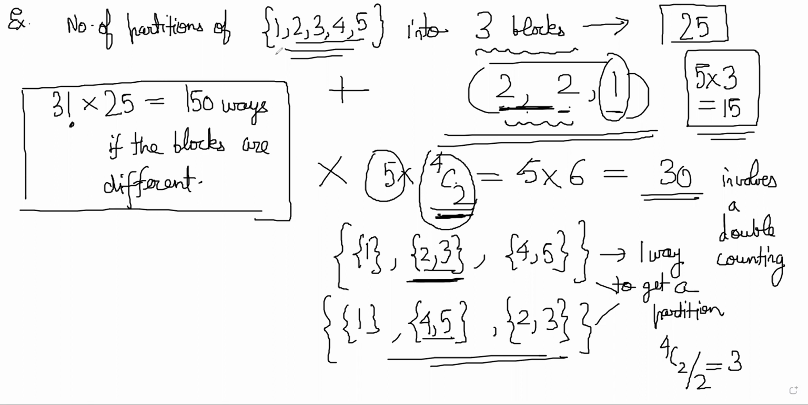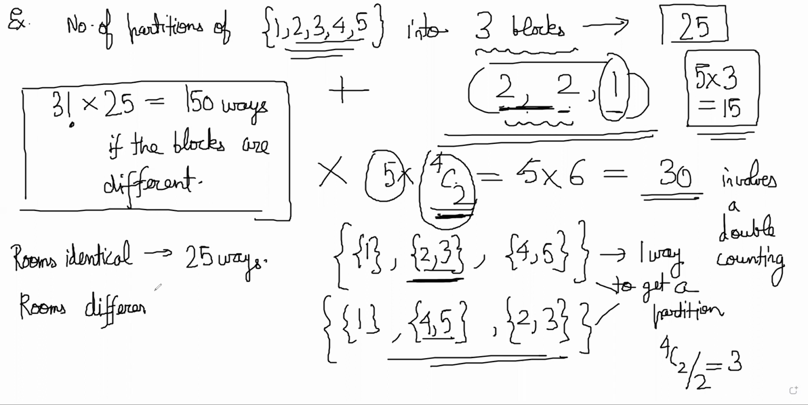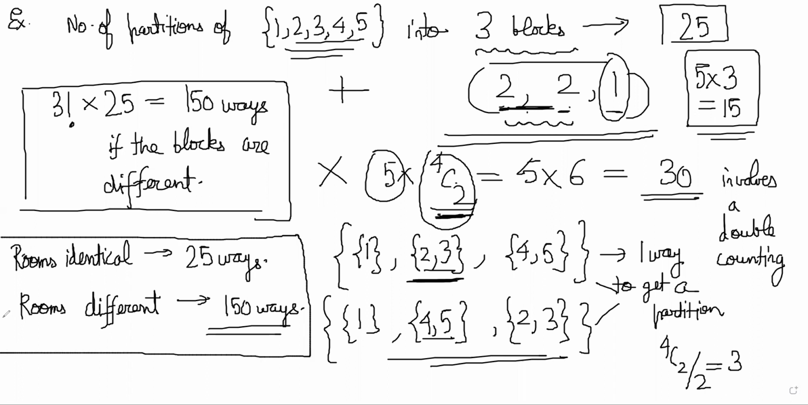The initial problem was that there were 5 children and they had to be separated into 3 rooms, right? If the 3 rooms were identical, there are 25 ways for the children to group themselves. And if the rooms are different, then there are 150 ways for the children to arrange themselves. So that is our answer, and this solves the problem.